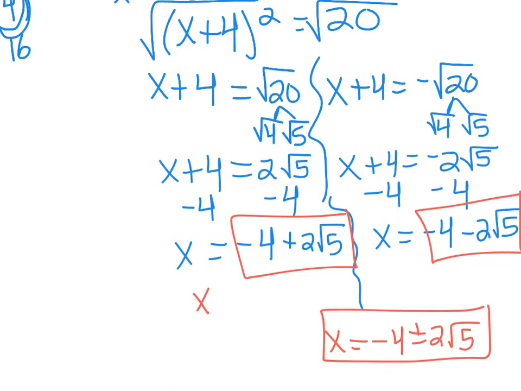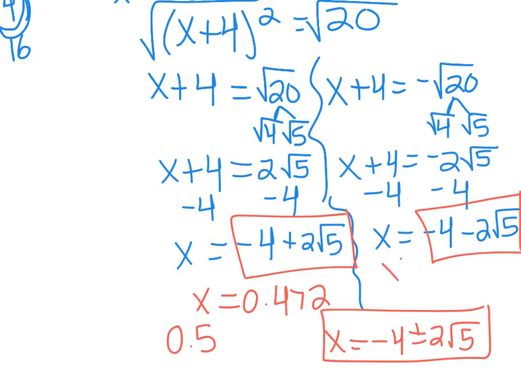It also says in the directions to round to the nearest tenth. So now in your calculator, I want you to do negative 4 plus 2 times the square root of 5. And when you do that, you get 0.472. It says round to the nearest tenth, so I would say 0.5.